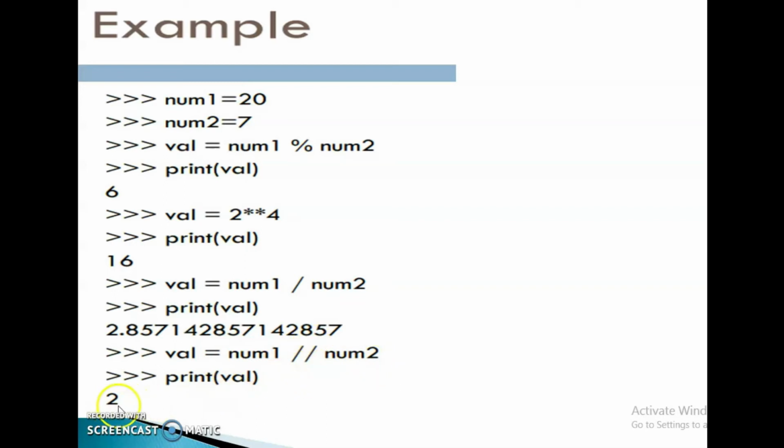Okay, then val is equal to num1 floor division num2. Then we can see the value as 2. That is floor division. We will get the integer value. From this we can identify the integer value, that is 2. Okay, clear this one?